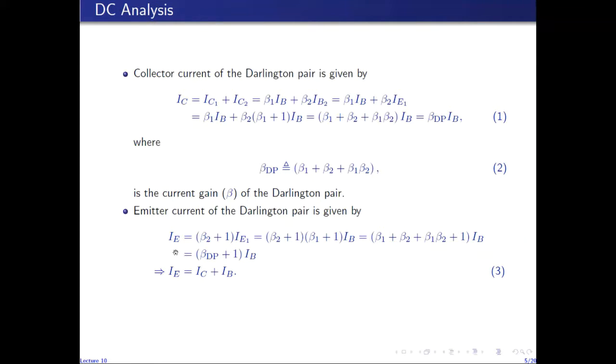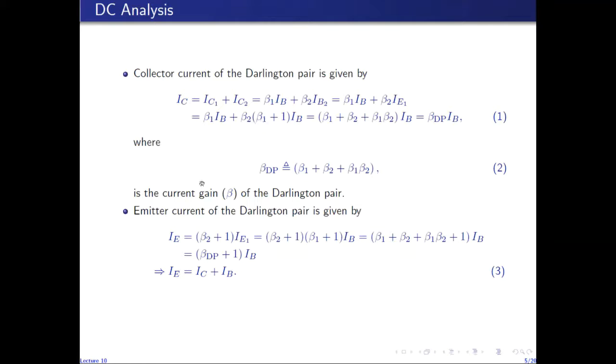And this expression here is consistent with the equation of the emitter current, which is related to the base current through this expression. So beta dp times IB is IC. So if you open it up, then again we get the usual current equation that the emitter current is equal to the sum of the collector current and base current.